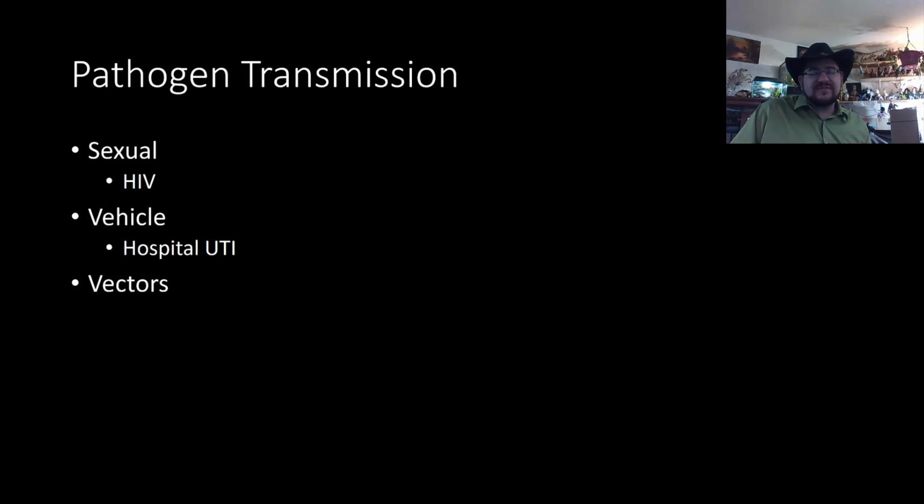Second to last is the vector. A vector is different from a vehicle in that it's alive. So vectors are living transmitters, right? Malaria's vector is what now? Come on, say it louder. I can't hear you. Anyway, it's the mosquito. So malaria has vector transmission via the mosquito.